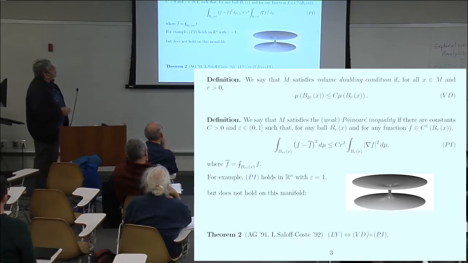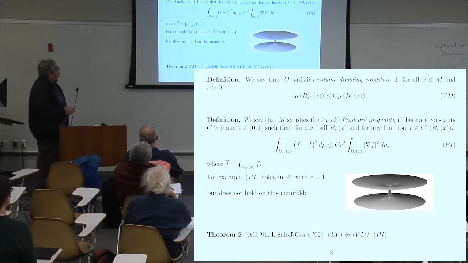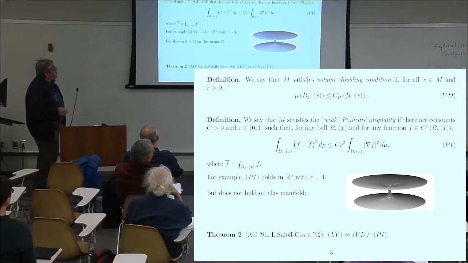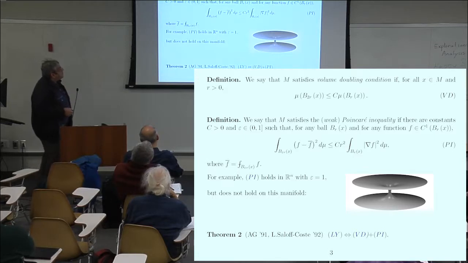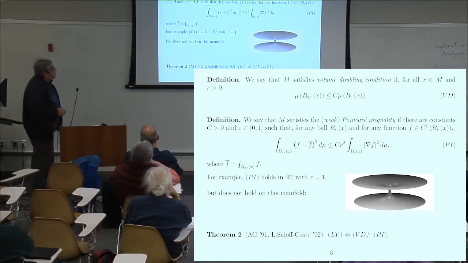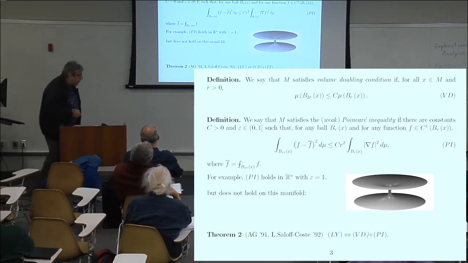So one is the so-called volume doubling condition, which frequently occurs in many questions, which is written here. The volume of the ball of radius 2r is bounded by some constant times the volume of the ball of radius r with the same center. The constant is the same for all x and r. And second is the Poincaré inequality, which has the same shape as in Euclidean space. It holds in Euclidean space, but also can hold on other manifolds, in particular manifolds of non-negative Ricci curvature.